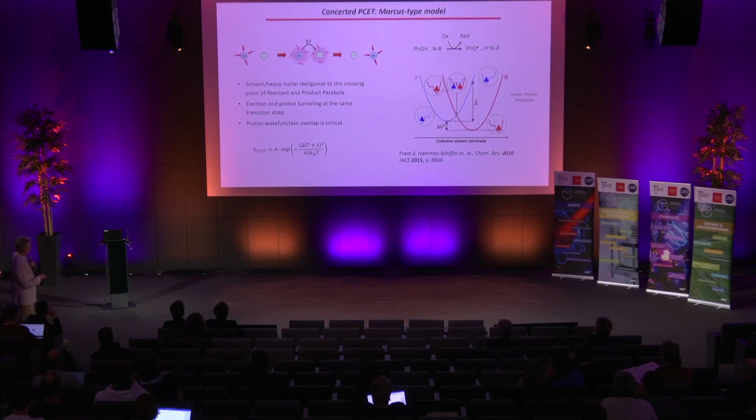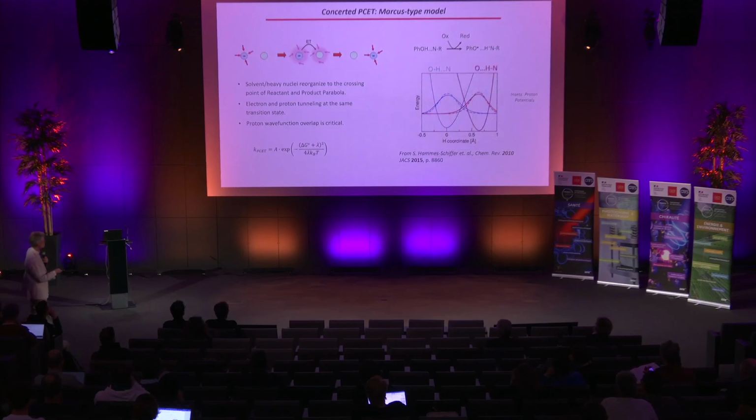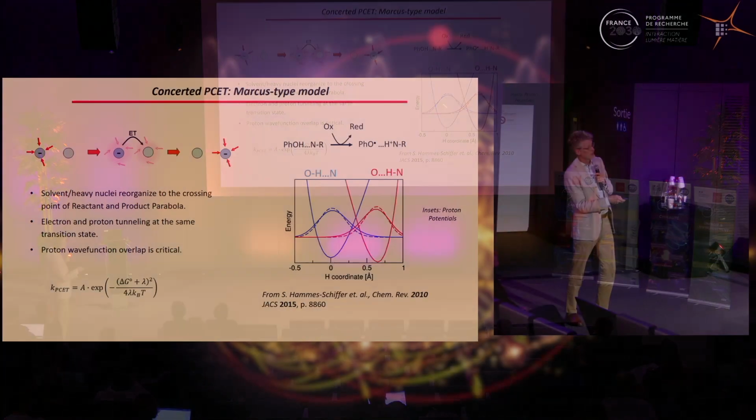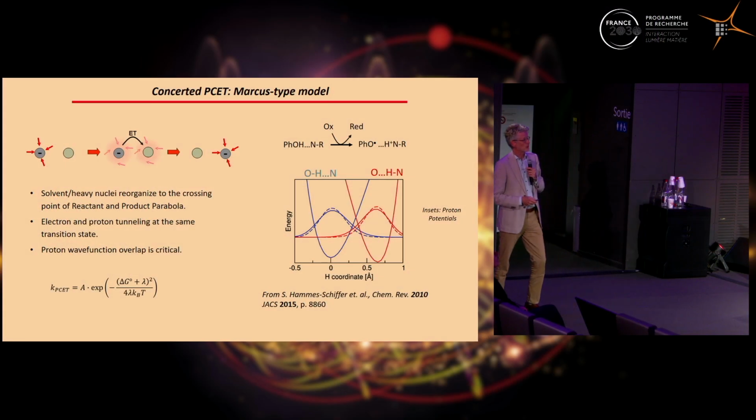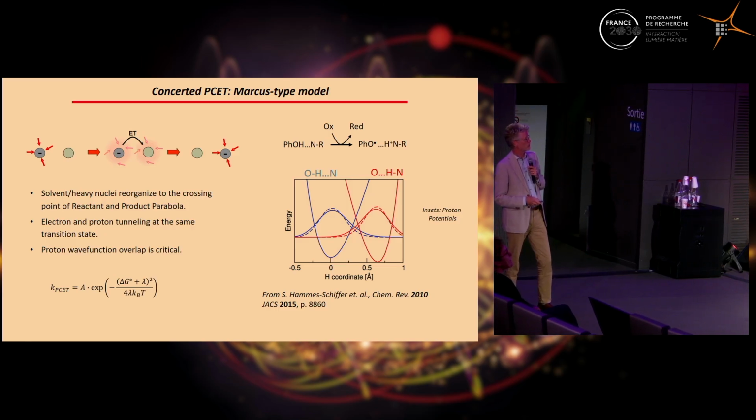The proton needs to go from the left side, for example sitting on an oxygen, to going on the nitrogen. And when it's back here, it's not very favorable. And here it's very favorable. And here you have somewhere in the middle where the proton can tunnel. And you see the wave functions indicated here. And it's very important to have a good overlap between the wave functions. So the wave function overlap is critical to determine the rate of proton-coupled electron transfer.